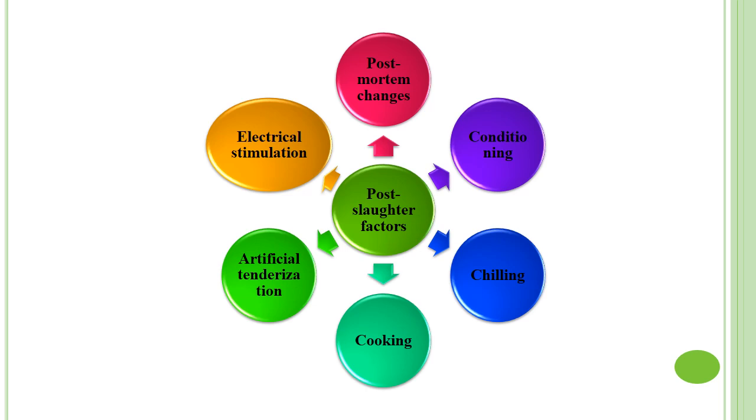Then chilling, so how quickly we chill, or how long we hold it at a higher temperature, that matters. Then cooking of course has a direct impact on the tenderness. Then artificial tenderizers, different kinds of enzymes, especially of plant origin, are used as tenderizers. And then electrical stimulation. Nowadays electrical stimulation is often used for quick chilling, and that helps in better tenderness also. So briefly we will discuss all these factors.